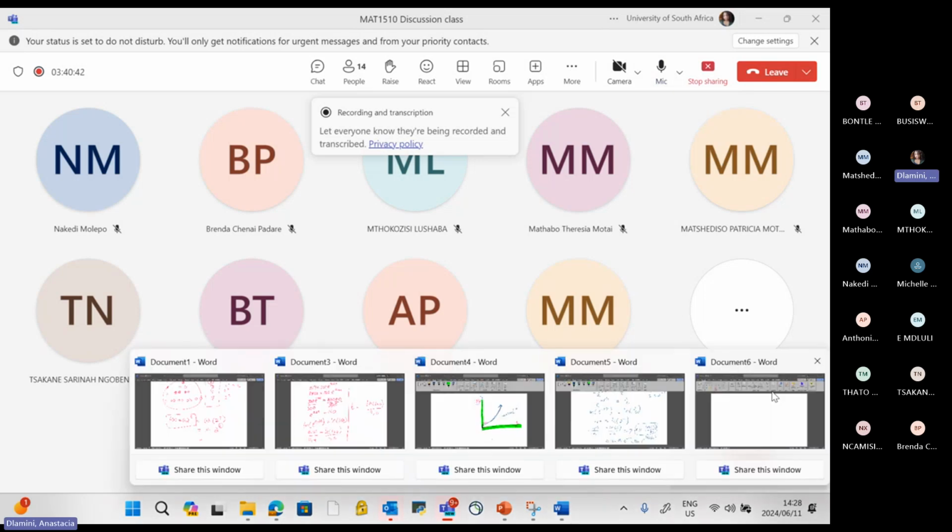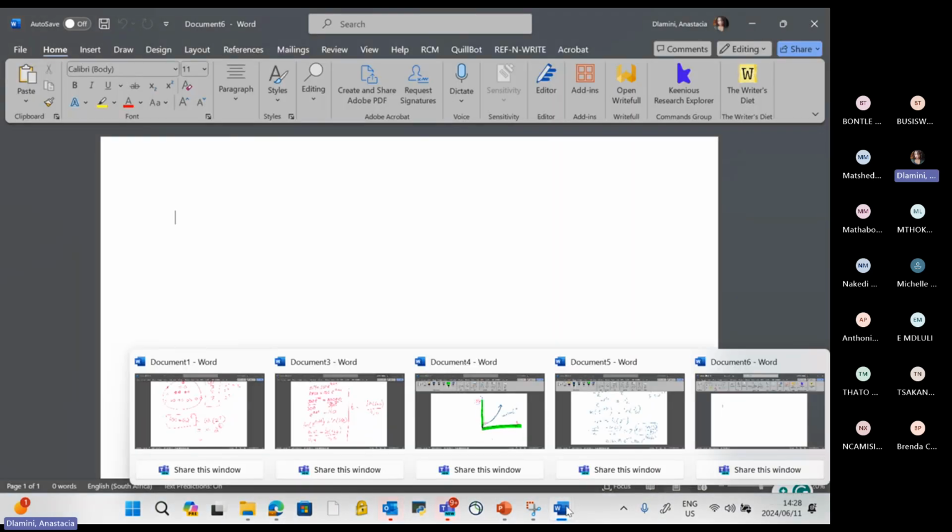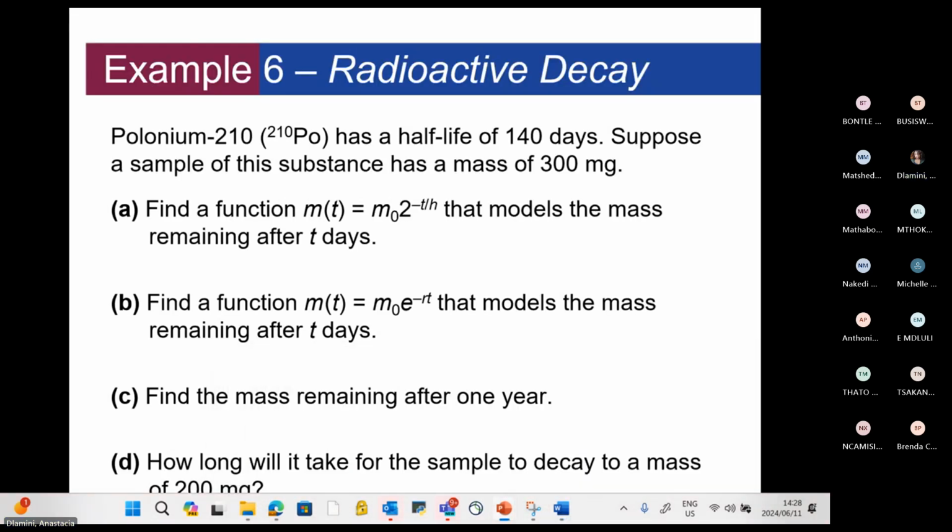Okay. Now let's start, guys. It says the polonium 210, which is abbreviated as that, has a half-life of 140 days. Suppose the sample of this substance has a mass of 300 milligrams. Find the function m equals m0 times 2 to the power of negative t over h that models the mass remaining after t days. What is the answer, guys? What did you get?